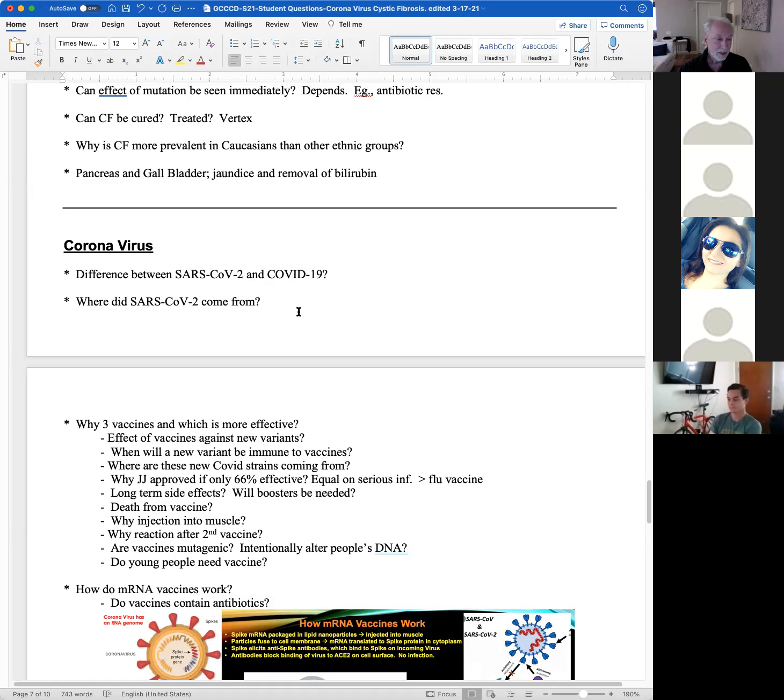Several questions about the origin of SARS-CoV-2. Where did it come from? Well, it's my understanding that although a lot of studies have been done and continue to go on, it's not known conclusively. But the best evidence suggests that this virus originated in humans in China, and it probably came from an animal.